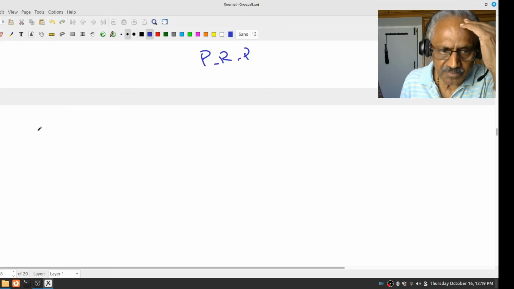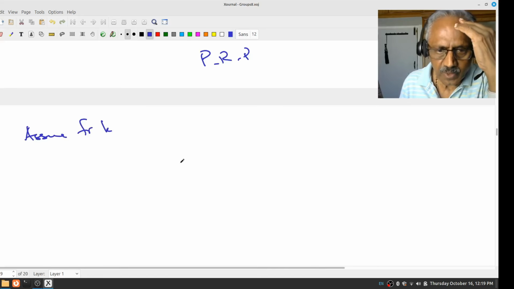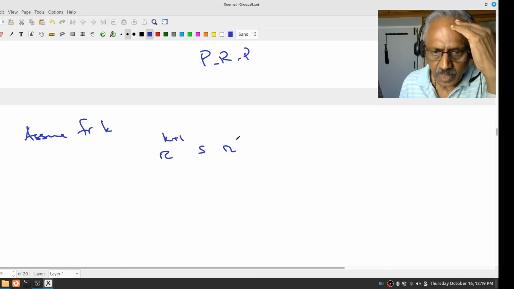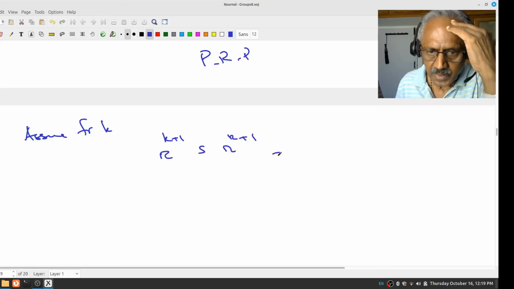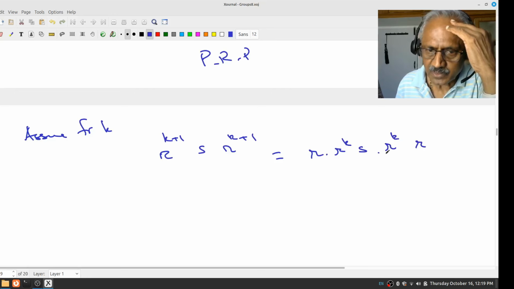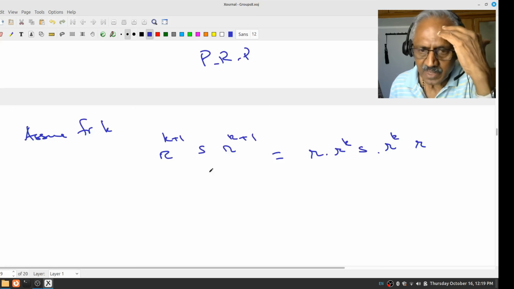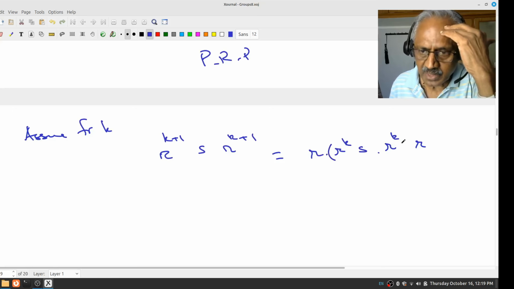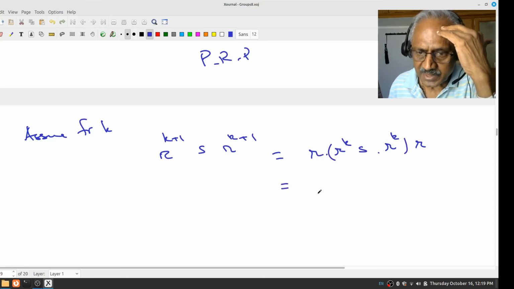Now assume the result for k. I have to prove it for k plus 1. R to the power k plus 1 S. I can again do the same thing. R into R to the power k. R to the power k, R. You see that? R to the power k plus 1, I am splitting as R into R power k, and here I am splitting as R power k into R. Now using associativity, I can group this, and this by induction is as required.